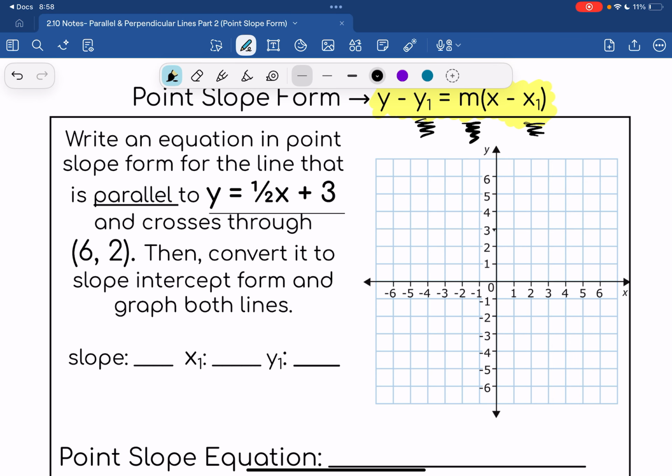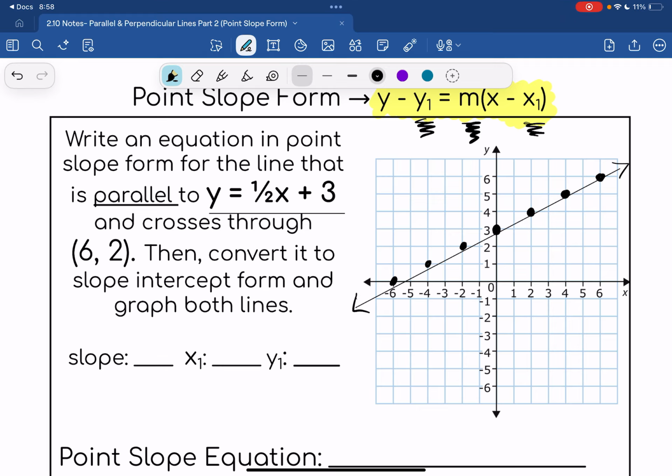So I'm going to start at 3. I'm going to graph a slope of 1/2. So I'm going to go up 1, right 2, up 1, right 2, up 1, right 2. I can go down into the left as well. And then I'm going to connect all of those. Which I know that's not perfect, but it's the best I can do on the iPad right now. Okay. We want to write an equation in point slope form that is parallel to that and crosses through (6, 2).